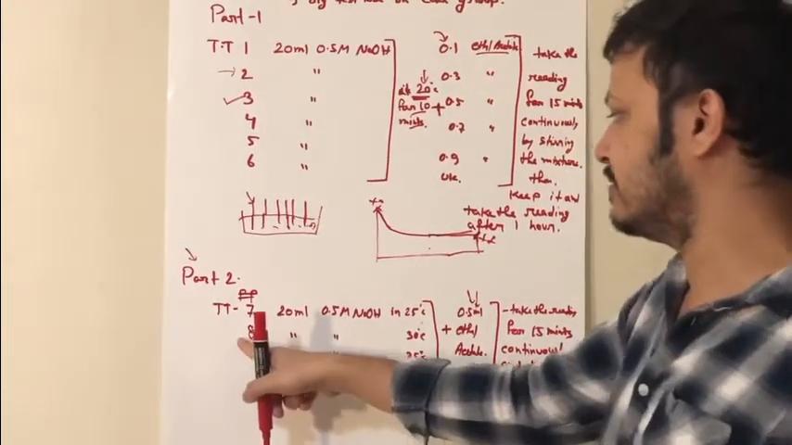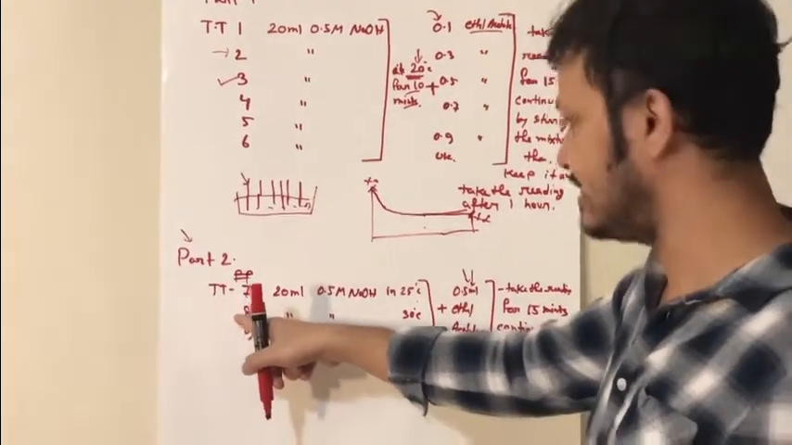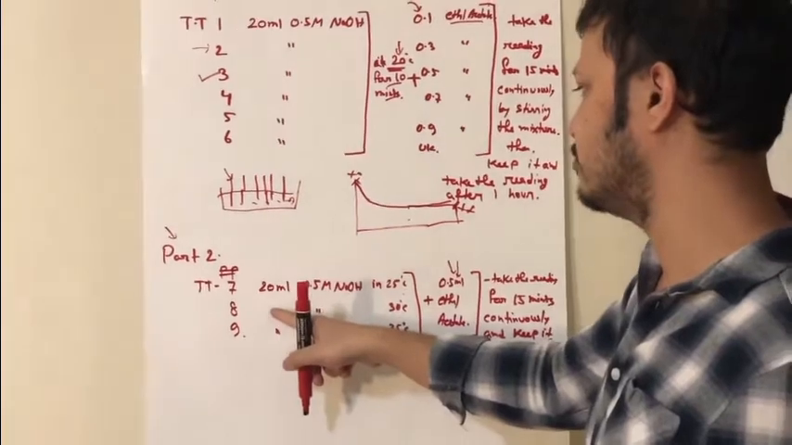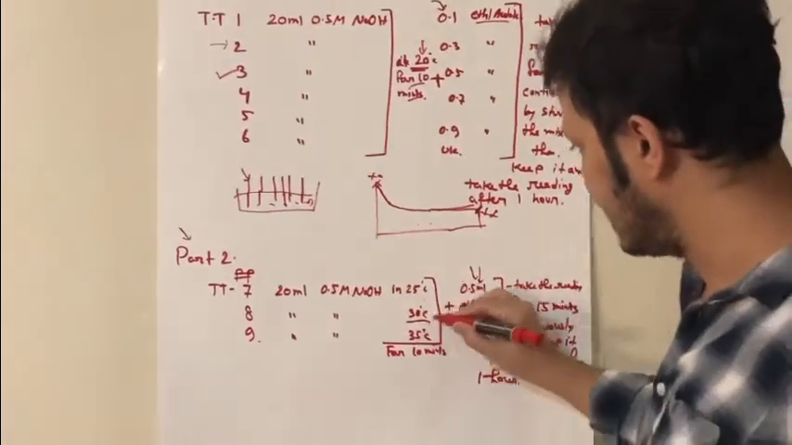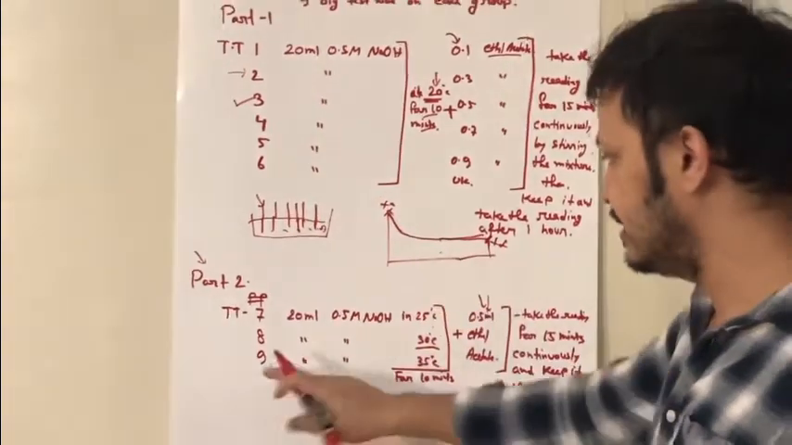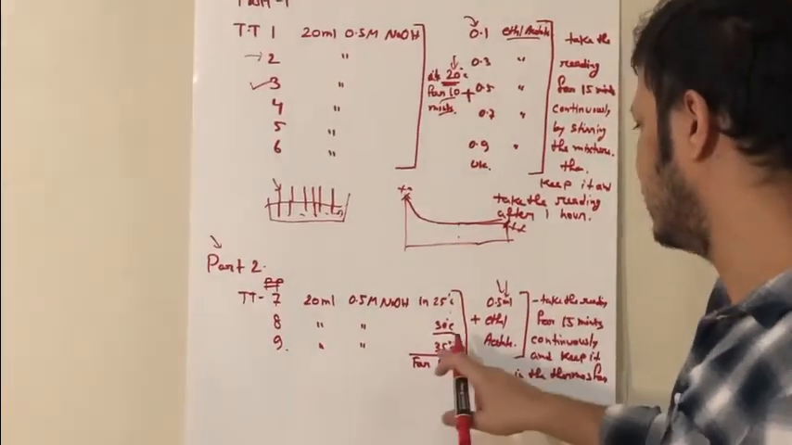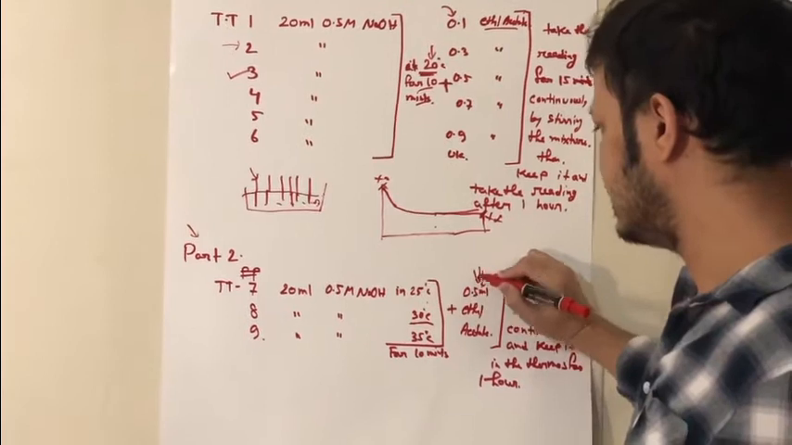Do the same for test tube number 8, where you add 20 ml of 0.5 molar sodium hydroxide. This is at 30 degrees Celsius, and this is the same for all. This is test tube 9, which is for 35 degrees Celsius, and this is the same for all.